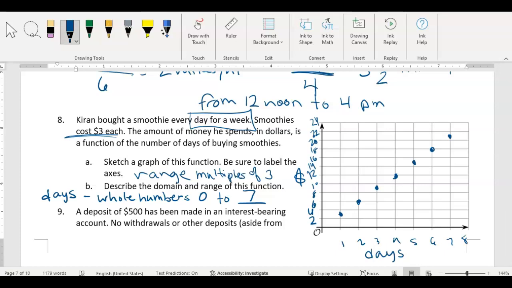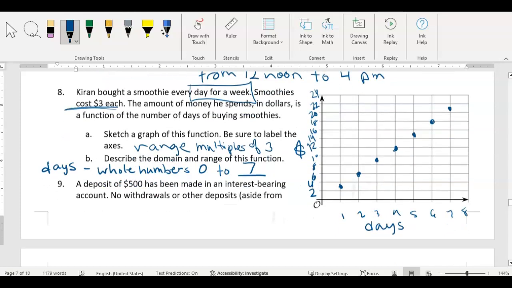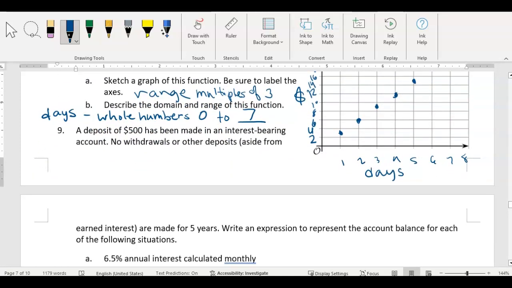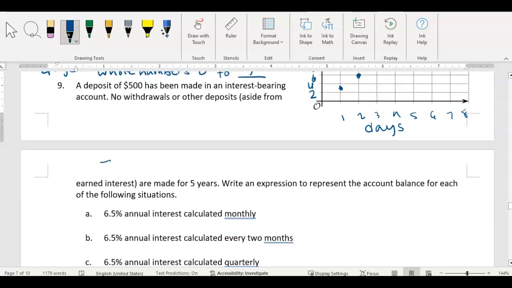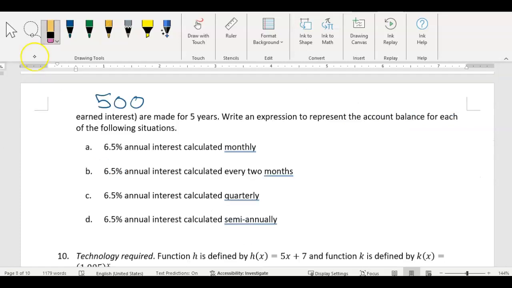Right? 3, 6, 9, 12. It can't be anything in between because each one costs $3 and he's not going to buy half a smoothie. All right, number 9, a deposit of $500 has been made in an interest-bearing account. So $500 is our starting amount.